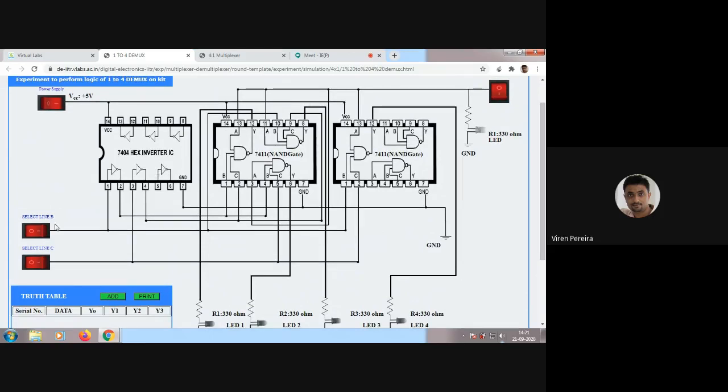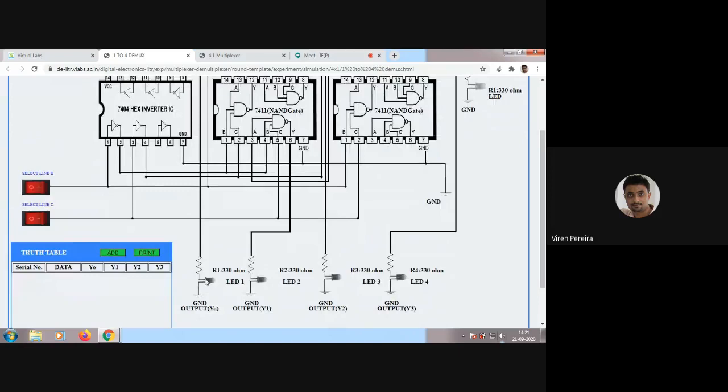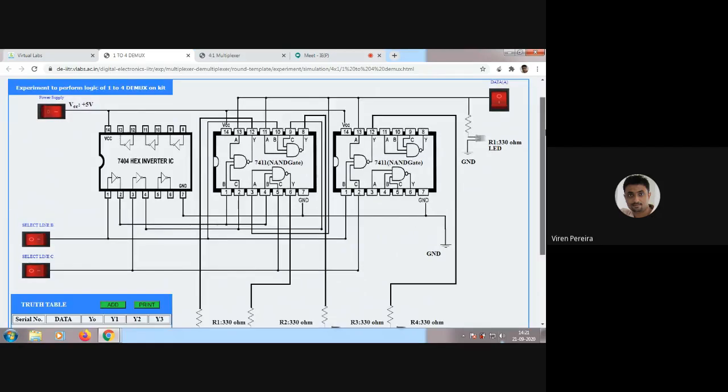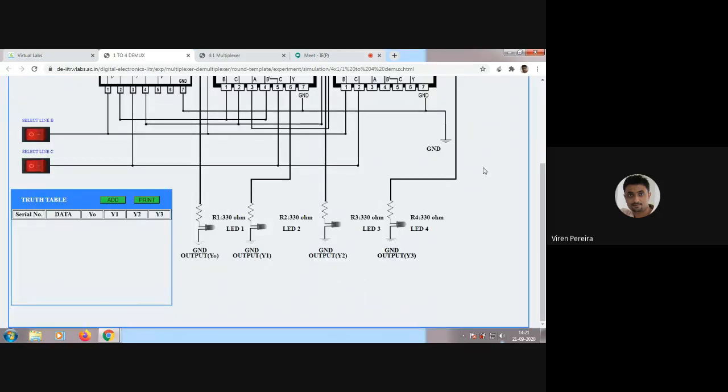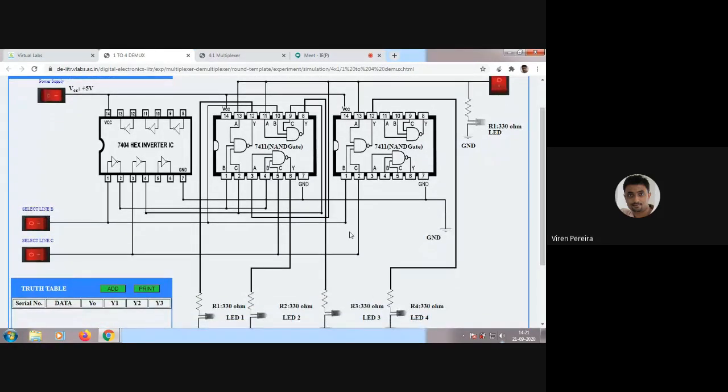Say we selected 0 and 0. So when we select 0 and 0, Y0 also should be equal to the input. This is basically our input. This is basically our input. And these are our outputs. Since here it is 0, then here also it is showing you 0. Now see, if I turn this on, the LED turns on. If I turn this off, the LED turns off.